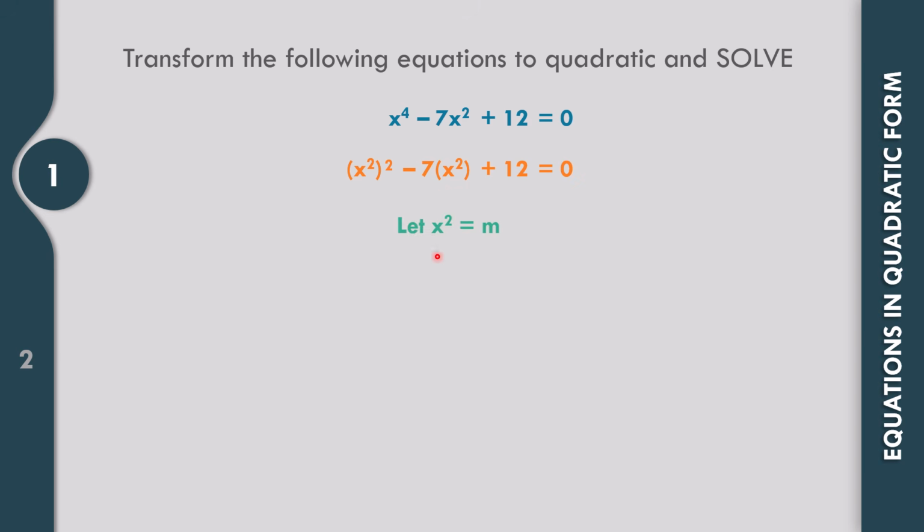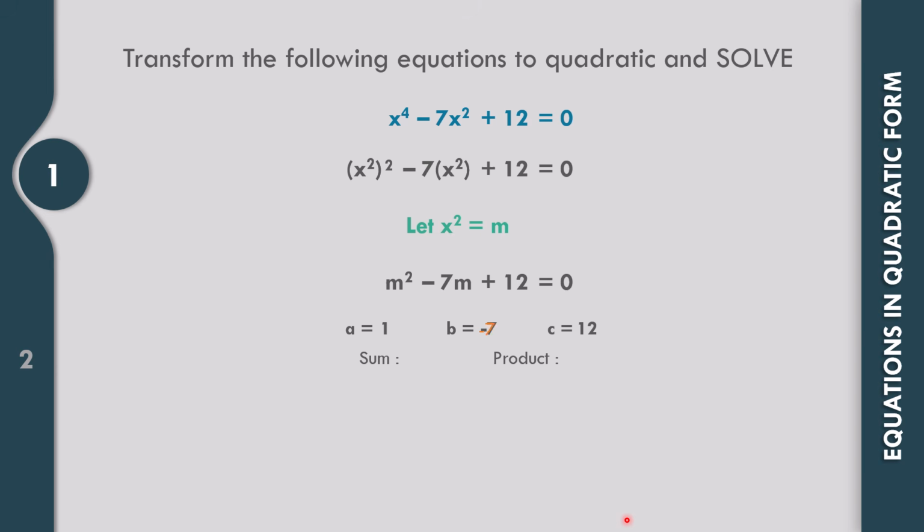So let x squared be equal to m, or any letter you want from a to z except x. So let us replace the value of x squared by m. So m squared minus 7m plus 12 equals 0. Afterwards, let us identify a, b, and c. So a is 1, b is negative 7, and c is positive 12.